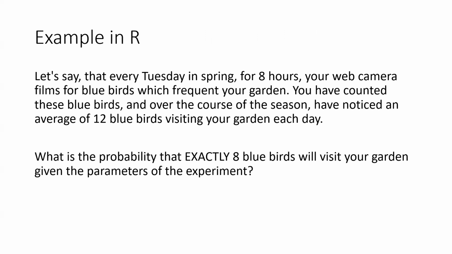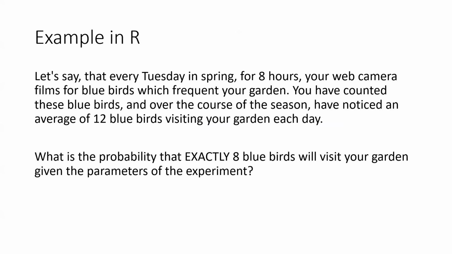So here's an example right here. Let's say that every Tuesday in spring for 8 hours, you have a webcam set up that films for bluebirds which frequent your garden. You've counted these bluebirds, and over the course of the season, have noticed an average of 12 bluebirds visiting your garden each day. What is the probability that exactly 8 bluebirds will visit your garden given the parameters of the experiment?